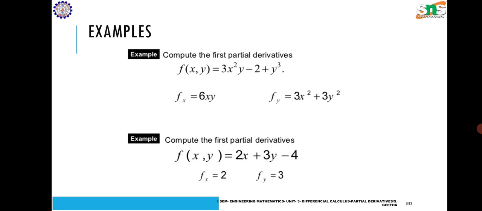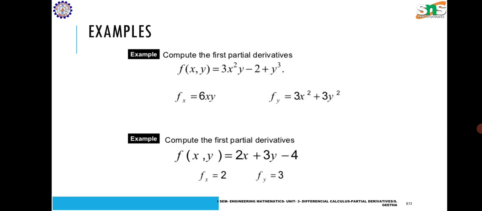Here we are considering the algebraic equation f of x comma y is equal to 3x square y minus 2 plus y cube. So here fx is equal to 3x square y. Here we are having only one x, that is x square. In the remaining terms we don't have x. So differentiating 3x square we get 6x. Y will be treated as a constant, so it will be 6xy. Then the differentiation of a constant will be 0. So minus 2, differentiating minus 2 we get 0, and y cube will also be 0.